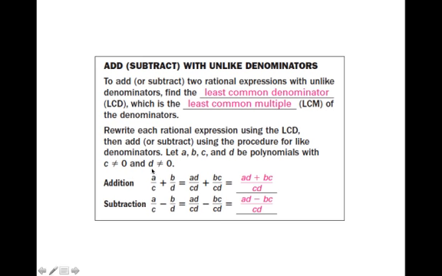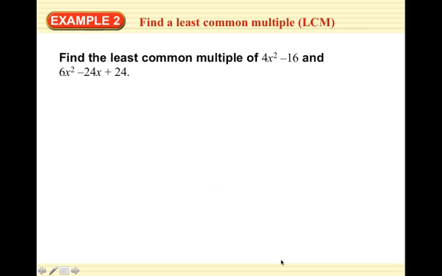If I was going to add A over C plus B over D, the least common denominator would be C times D. So I would need to multiply on top and bottom of the first fraction by D, and I would need to multiply on top and bottom of the second fraction by C, and so I would end up with AD over CD plus BC over CD. I would use my common denominator of CD, and I would add AD plus BC. Subtraction works the same way. You end up with AD minus BC over CD.